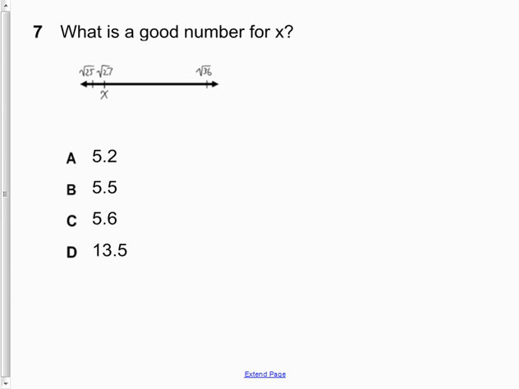Question 7 says, what is a good number for x? Since the square root of 25 is 5, and the square root of 36 is 6, 5.5 would be here, 5.6 would be here. The only number that makes sense is A, 5.2. The square root of 27 is around 5.2.